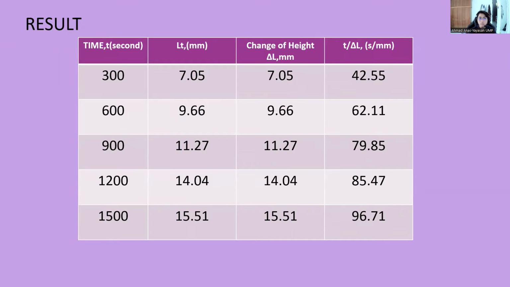Assalamualaikum warahmatullahi wabarakatuh. My name is Ahmad Anas bin Ahmad Sabaudin, matric number KH20051. For the experiment, I will present the result. Basically, we take 5 readings for every 300 seconds. What we got from the experiment is LT in mm, which is 7.05 and so on. Then we have to calculate the change of height, delta L. Delta L is LT minus L naught, and then we calculate T over delta L in s over mm. So this is the full result for our group.